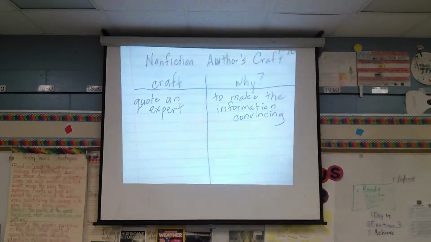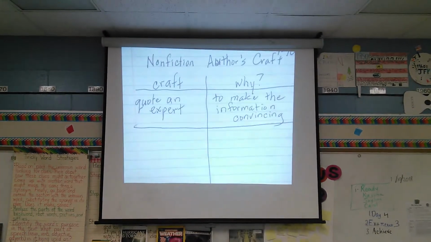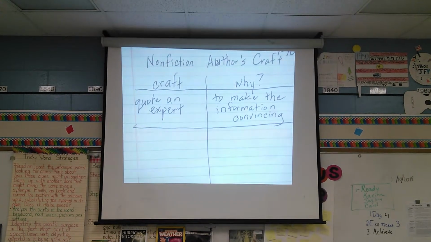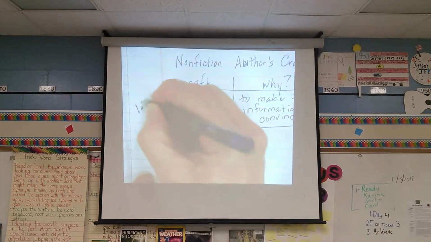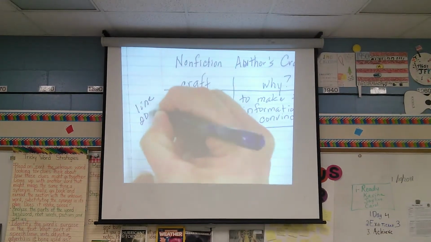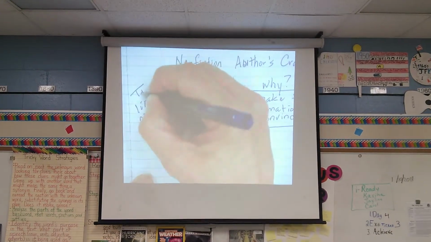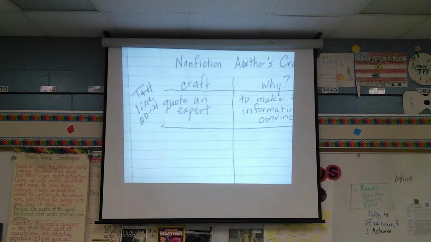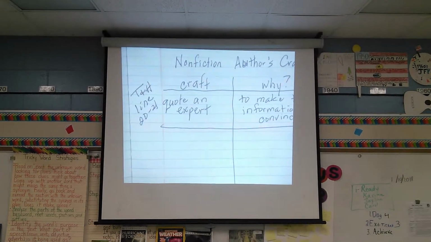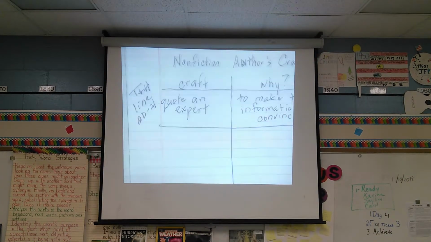We talk a lot, when we're talking about our own writing, about how we want to have an authoritative voice. We want to sound like an authority. And one of the ways we do that is by quoting experts. So here is one example that I found on lines 20 and 21. And I'm just going to put a note here. Tornadoes and Hurricanes was the article, just so that I can go back and show somebody.